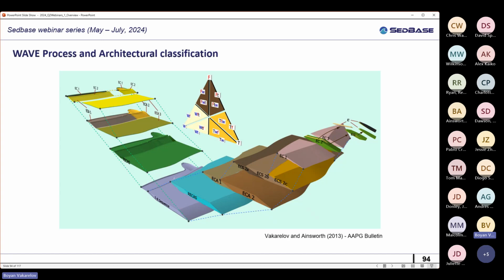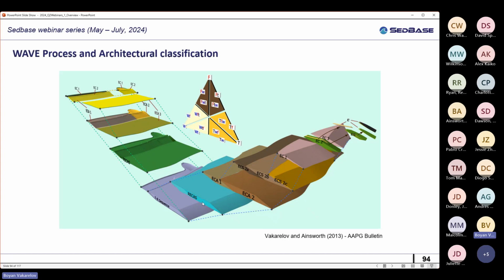Now, this was something which was public. I should mention that a lot of this work was also done by Bruce Ainsworth back in the day, who is currently at Santos. So a lot of these conceptual models have very much been a team effort.